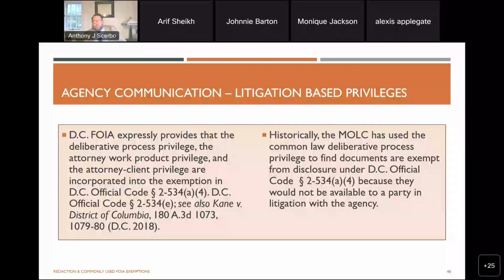So historically, the courts have used the common law deliberative process privilege to find that documents are exempt from disclosure using this exemption, because they wouldn't be available to a party in litigation with the agency.